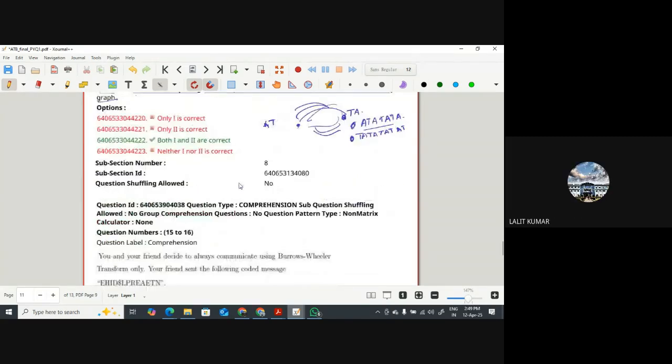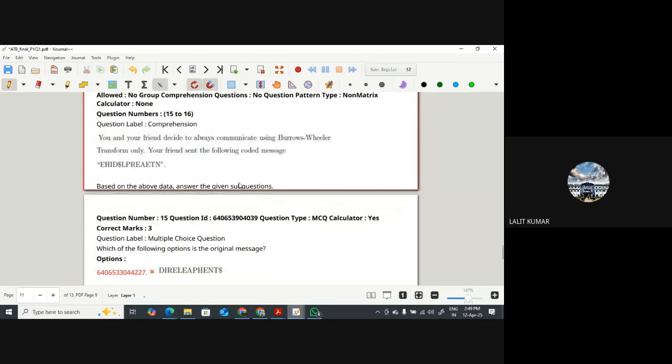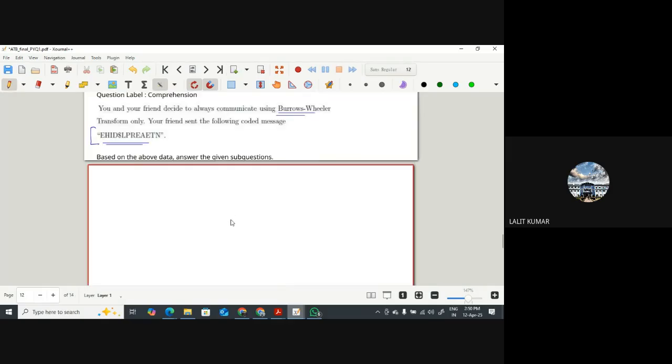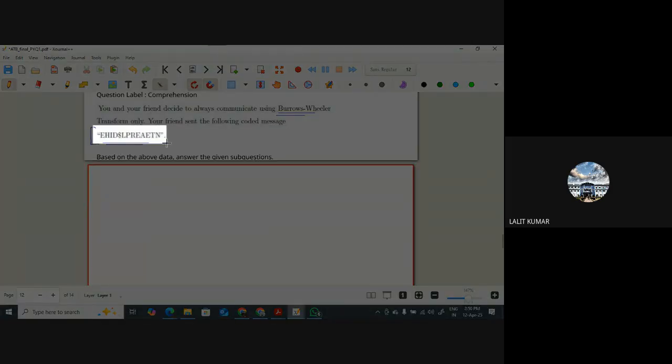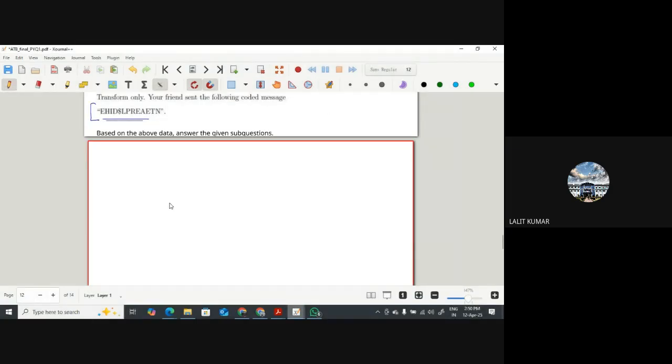Okay. Now, next question is, your friend has sent you this code. This is a Burrows-Wheeler transformation, and you have to find the correct, original string from its transformation. So how do you do that? I will explain this here. This is the Burrows-Wheeler transformation.